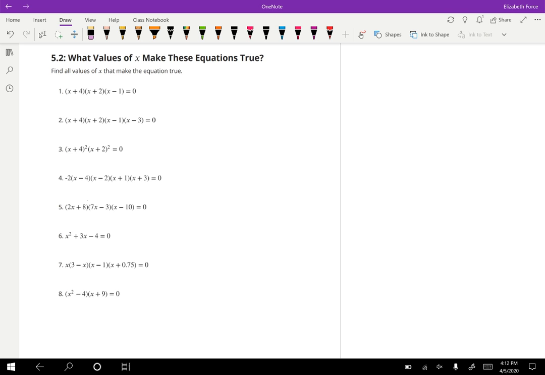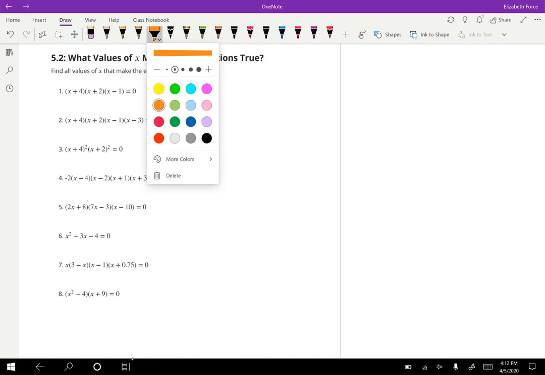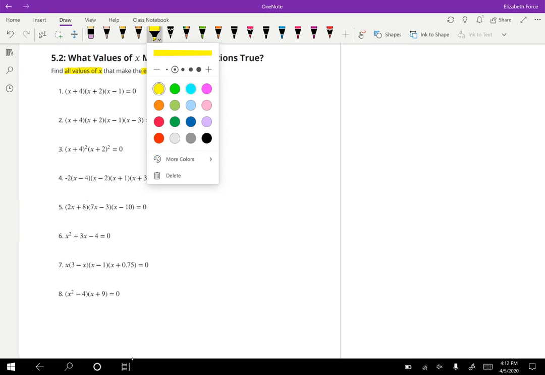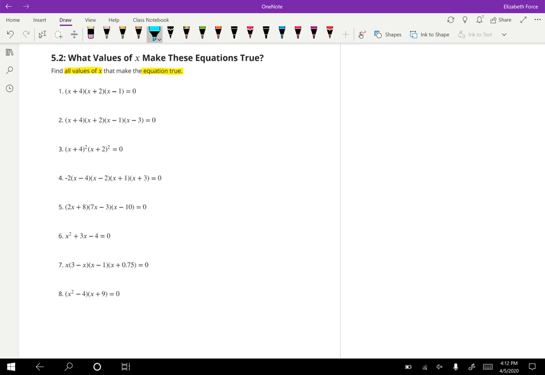In problem 5.2, we are being asked to find what values of x make these equations true. So we want to focus on finding all the values of x that make the equation true. And I just want to point out before we start solving, all 8 of these problems, the functions are equal to 0. So we just want to know, what do we plug in for x that makes the equation equal to 0?